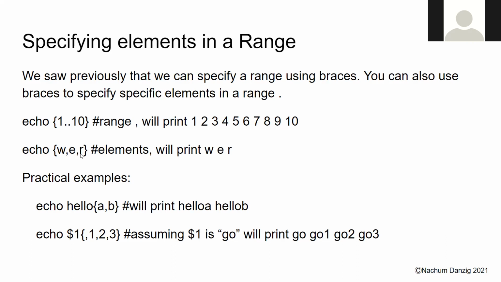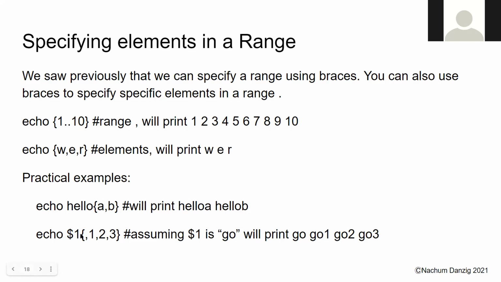Well, that's not really a range, but it's those elements. It will print W and E and R. Practical example. I don't know how practical this is, but here's a practical example. Echo hello AB. It's not really a range, but individual items. These are elements, so the elements A and B. So hello AB will print hello A and hello B, because it's as though I appended to hello one time A and one time B. So it prints both of them.